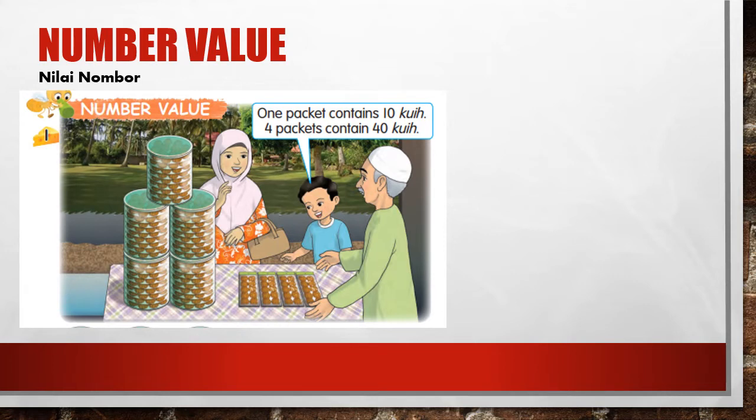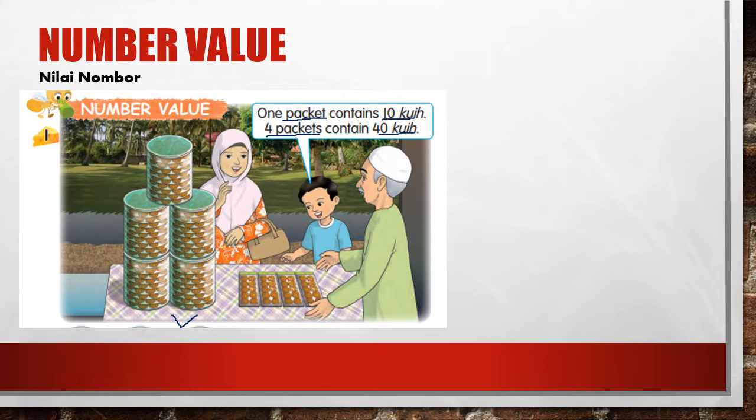As you can see, there is an old man selling kueh. Do you know what is the total number of kueh altogether? One container of kueh contains 100 kueh. But one packet of kueh contains 10 kueh. So the boy said 4 packets contain 40 kueh. How do we get 40?